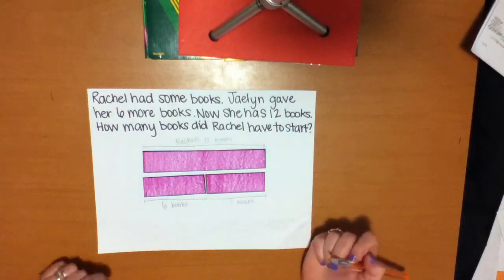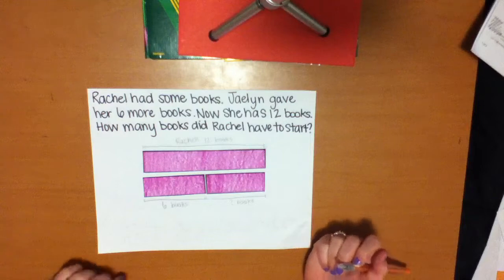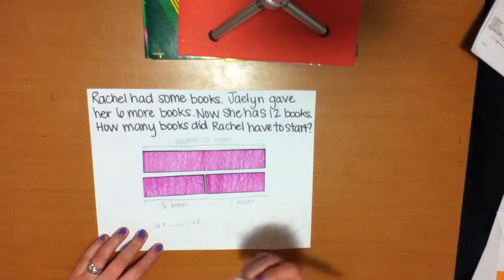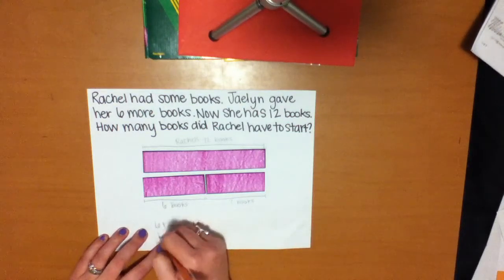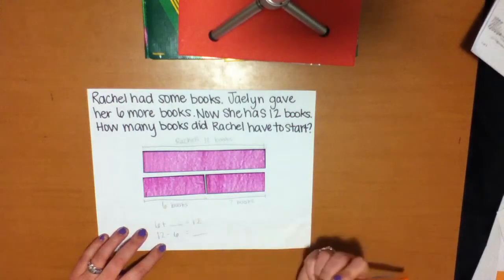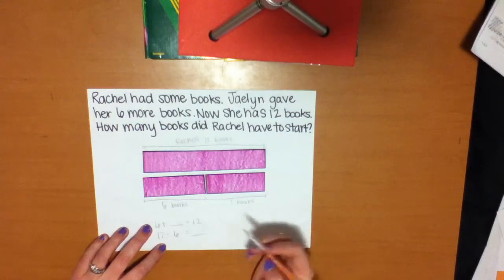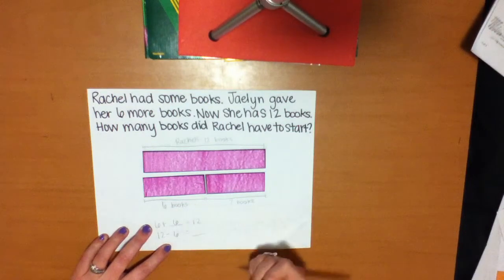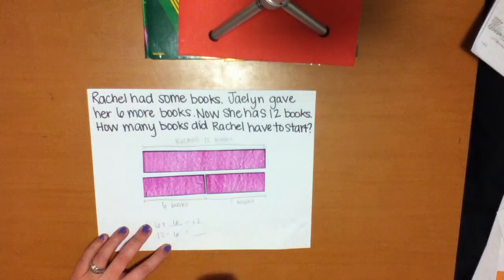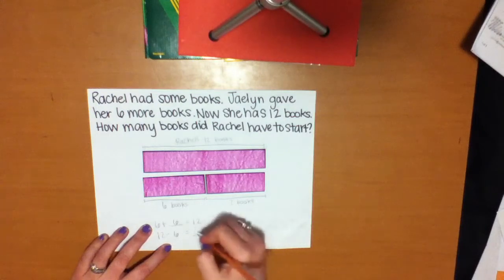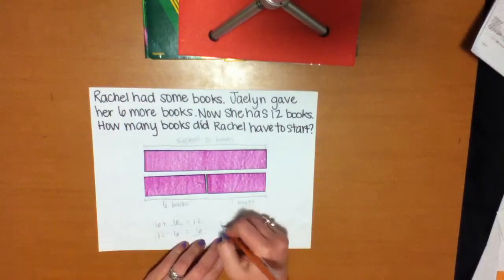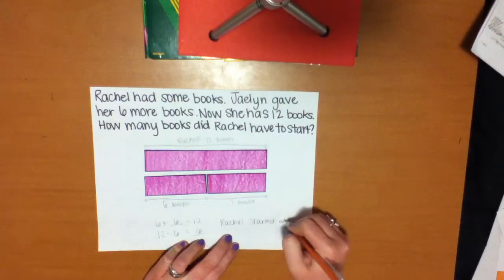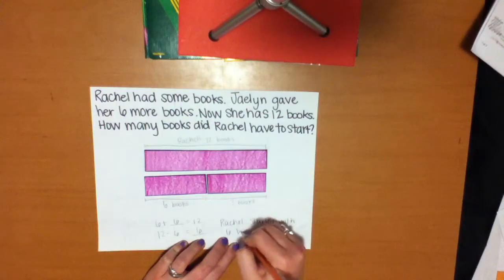We can solve this problem 2 ways. We can try to find the missing add-in, so 6 plus what number equals 12, or we can solve by using subtraction. 12 minus 6 equals what? Let's start with the missing add-in. 6 plus blank equals 12. We know that 6 plus 6 equals 12, and to check that, we can use subtraction. 12 minus 6 equals 6. So we know Rachel started with 6 books.